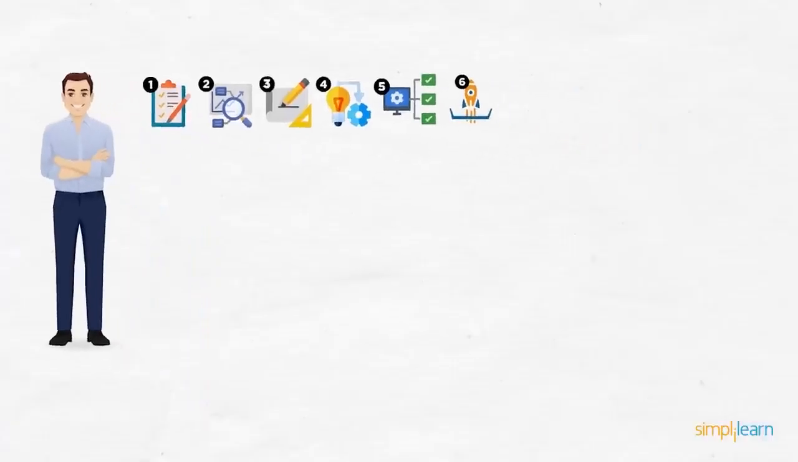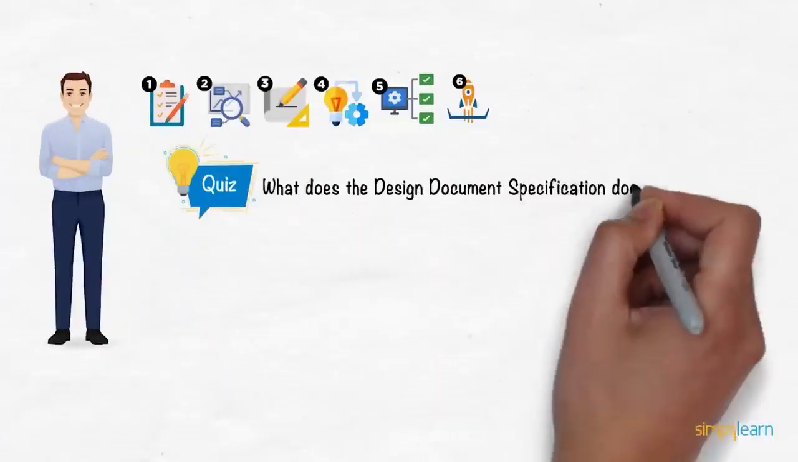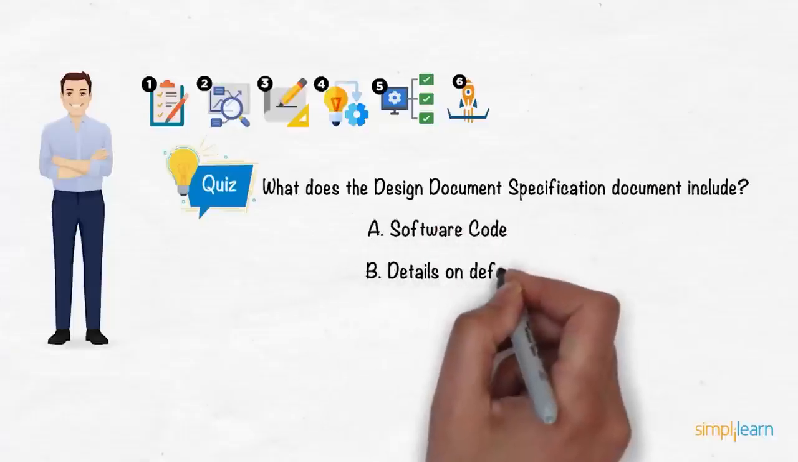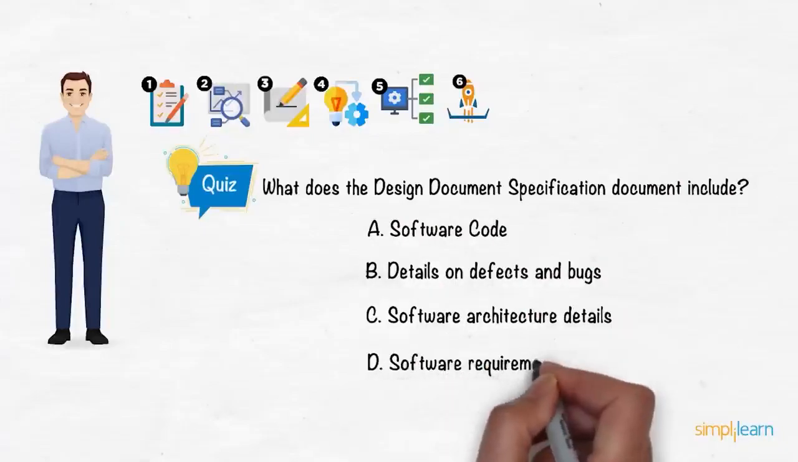And on that note, here's a question for you all. What does the design document specification document include? Software code, details on defects and bugs, software architecture details, software requirements.